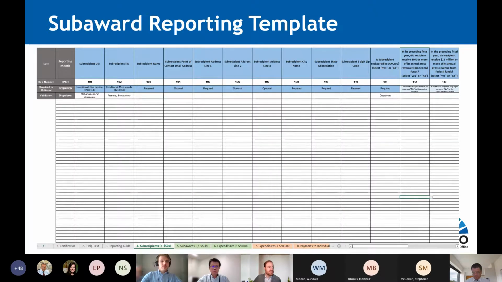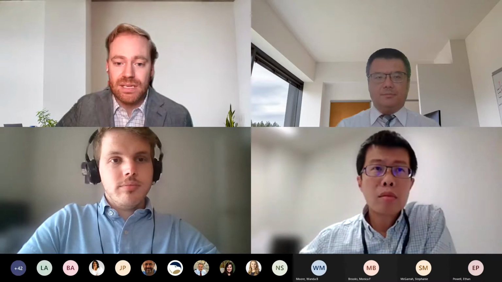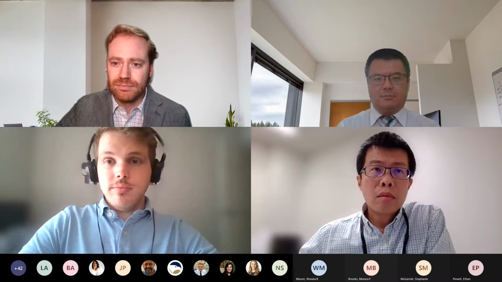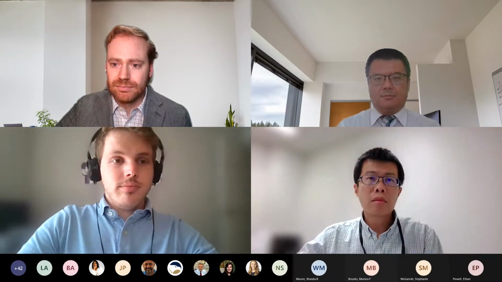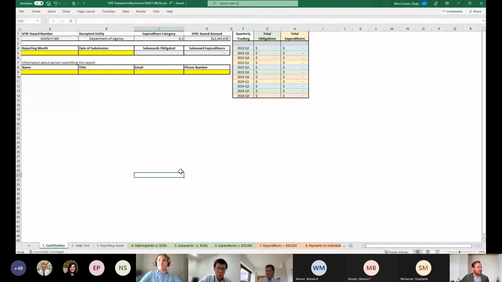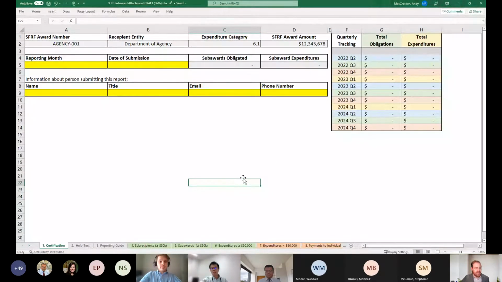So this is a screen grab of the subaward reporting template, and I'm actually going to pull up the current draft of the template to walk you through, just so you understand what we've talked about, what the information is. We want to show you how this is going to be collected. Okay, try to zoom in. So we'll try to walk through just some examples.